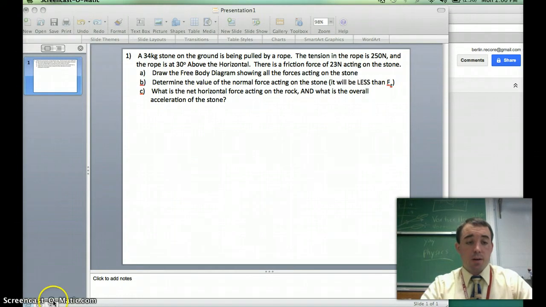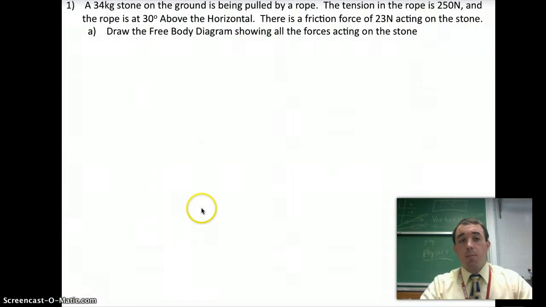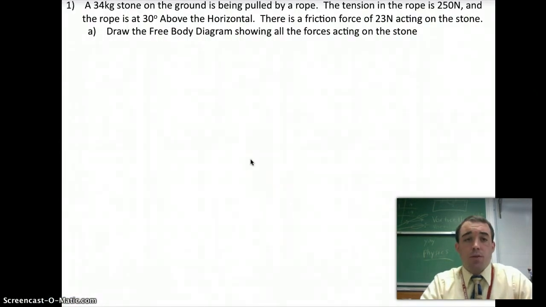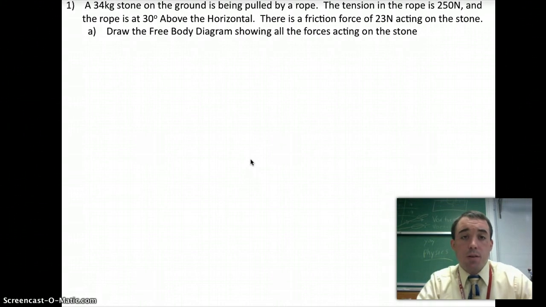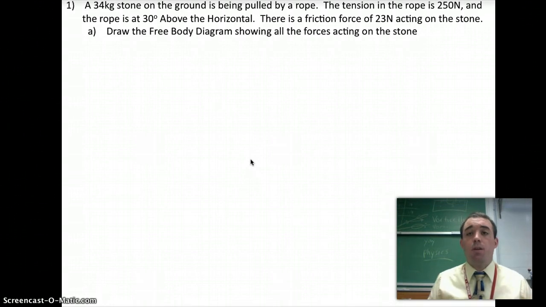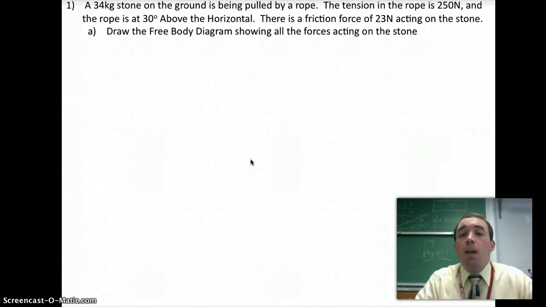Hey everyone, we are going to talk about question one on the worksheet that I gave out to you today. So you have a 34 kilogram stone on the ground. It's being pulled up by a rope. We know the tension, we know the angle, and we know the friction force. We have to first draw the free body diagram.